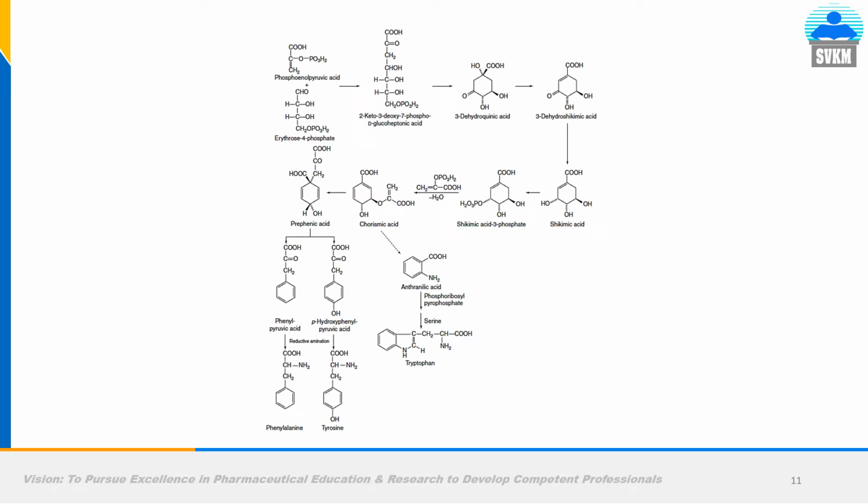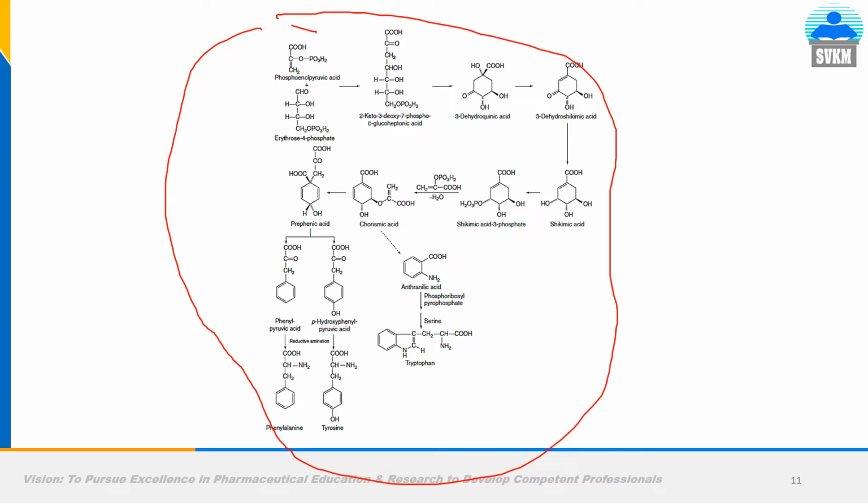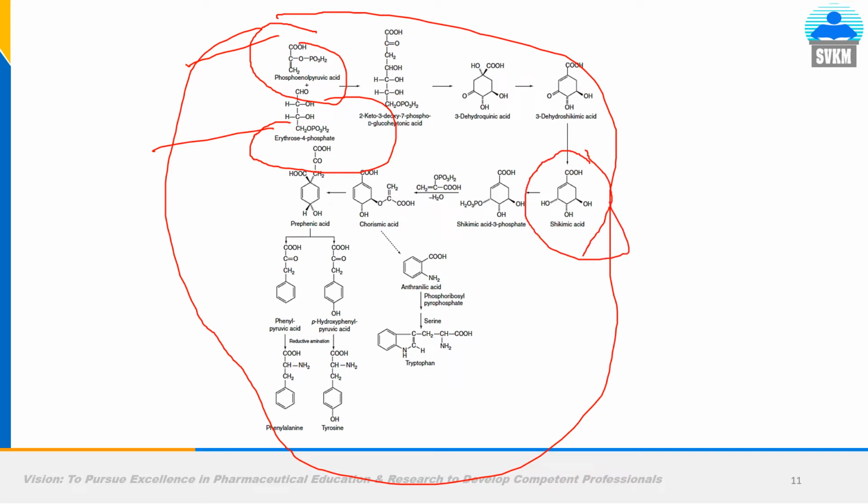So this is the shikimic acid cycle, it is very easy now. This is phosphoenol pyruvic acid coming from glycolysis. Erythrose 4-phosphate coming from HMP pathway. This will give you 2-keto 3-deoxy 7-phospho-D-glucoheptonic acid. Likewise, it will give you different types of chemicals. This is shikimic acid, the main name of the cycle.